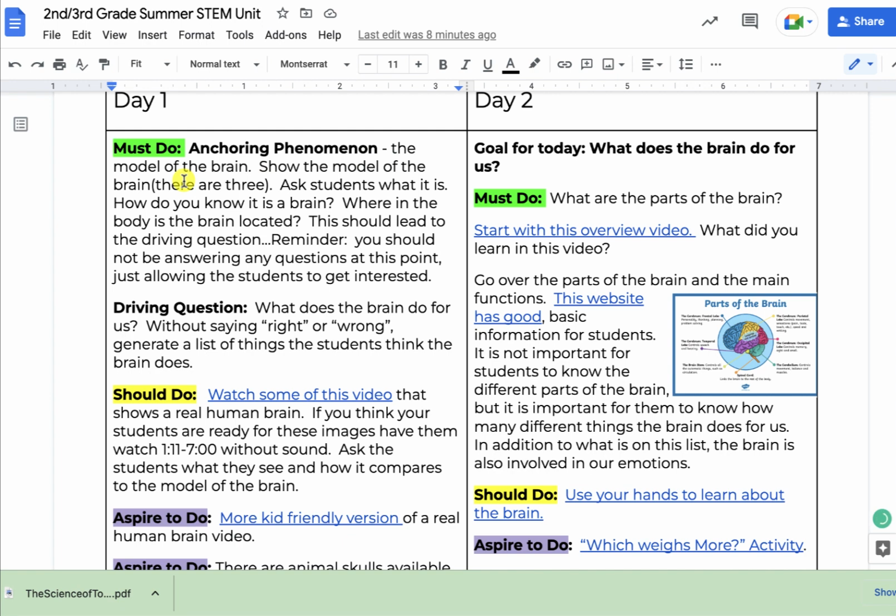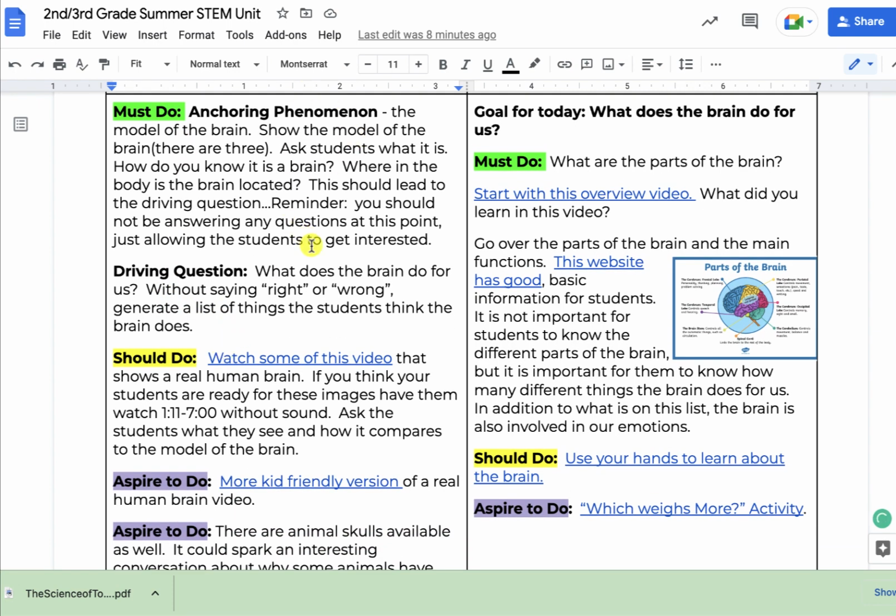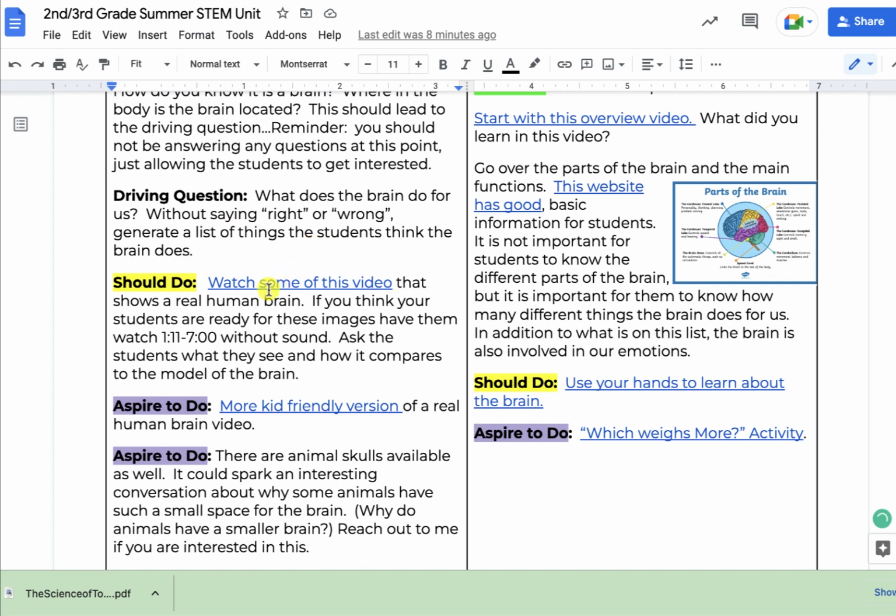You may have to share with the 2nd and 3rd grade teacher a little bit. There are 3 models, so I'm not sure how you want to share those, if you just want to do science at different times, so that way one person can have all 3 brains at the same time. And then the other thing I wanted to show in here is there is a video of a real human brain. So if you think students are ready for that and you think they might be interested in that, it is quite an anchoring phenomenon to look at a real human brain.